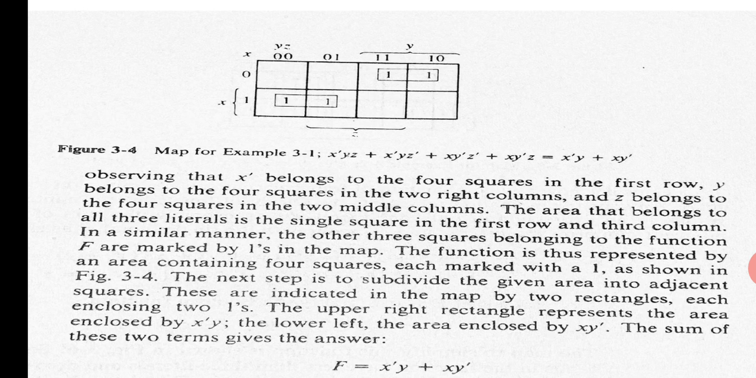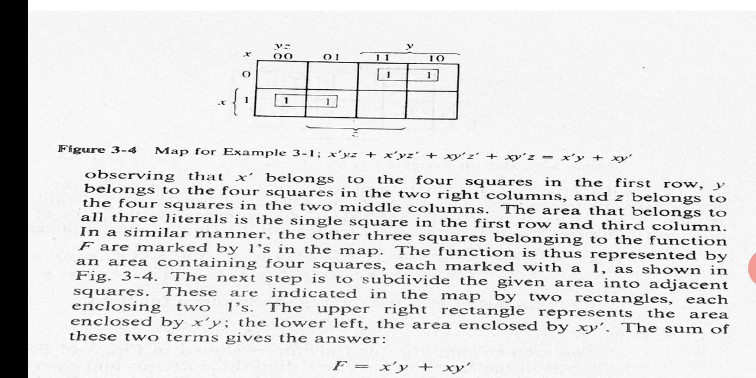The upper right rectangle represents the area enclosed by x dash y. Now how did they get x dash y? Because x value is 0, but y as it is. Why is it y as it is? Because the y position is marked as 1 1, isn't it? So you are getting y itself. You are neglecting z in this case. Why are you neglecting z? Because the 1 1 is not marked in the middle column of the first row. You have the right column, both the ones are in the right column. That is the reason why you are neglecting the z value here.